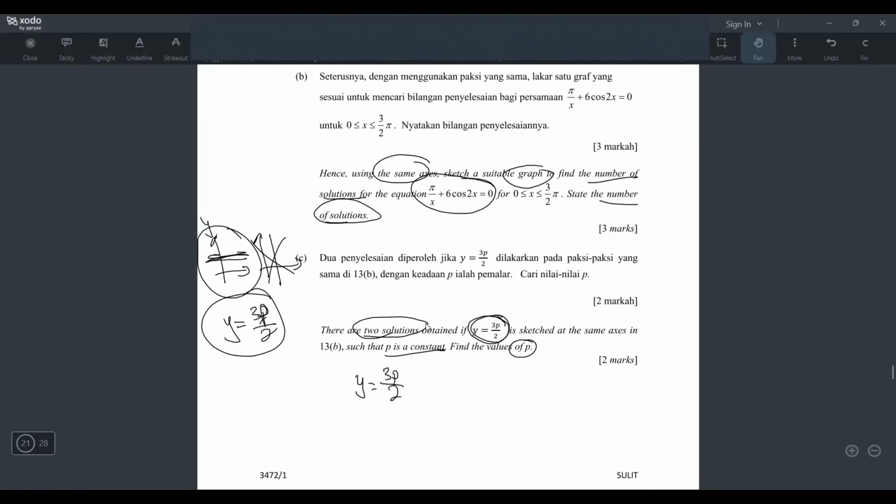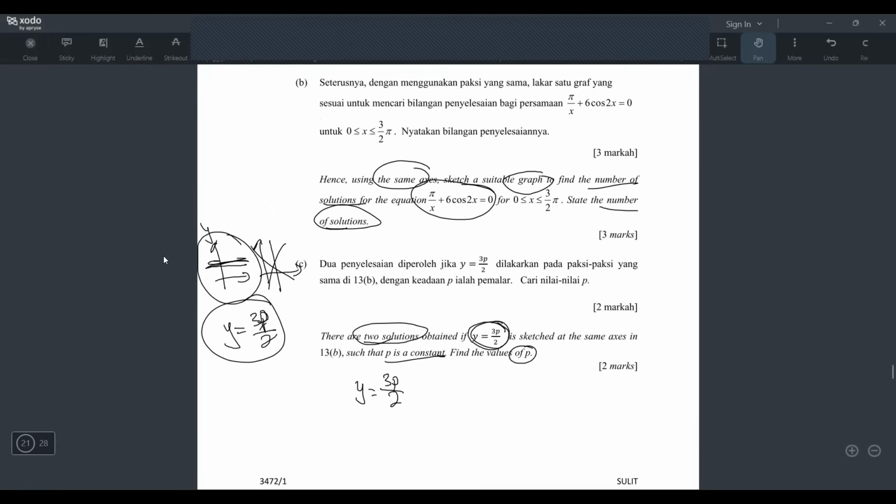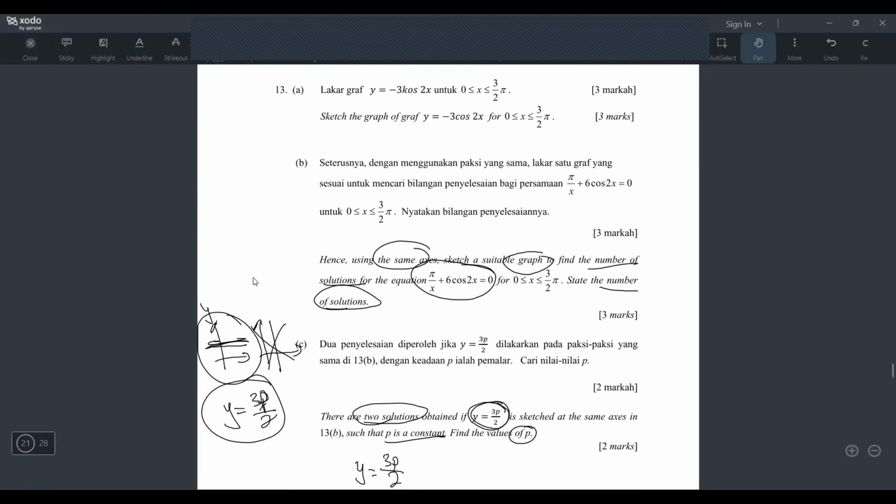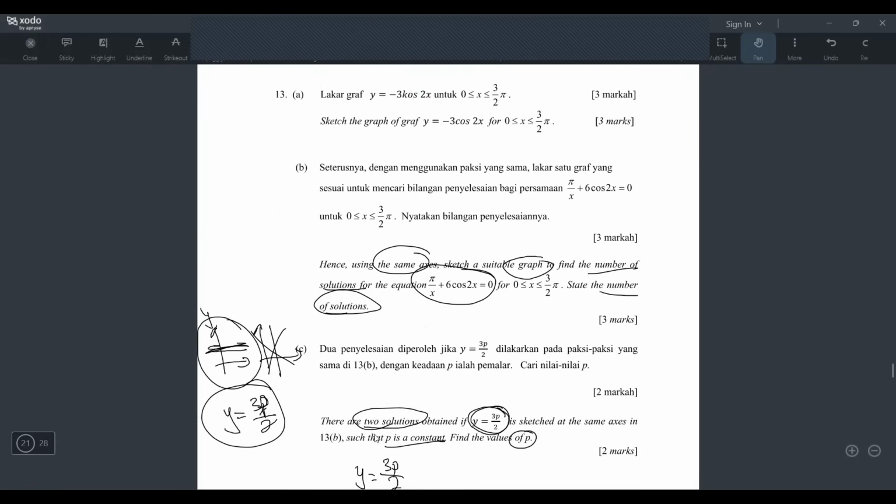So remember, when the equation only has one variable, y only or x only, then it's a horizontal line, or a vertical line if x equals. But if there are two variables, y and x, then it's a slanted line. That one is like y equals mx plus c, right? But this one, y equals a number, that's why it's a horizontal line.